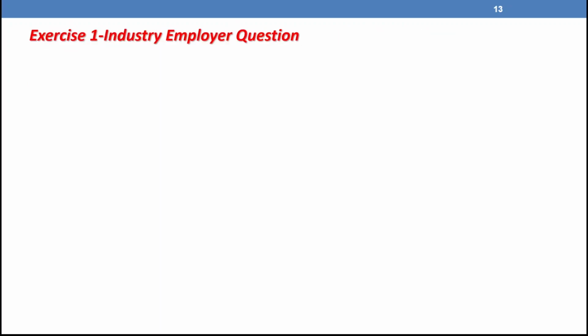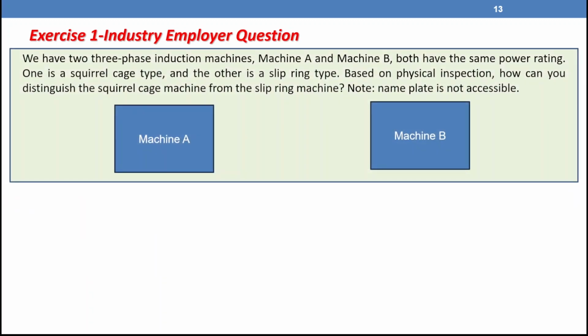Exercise number 1. Some industry employers ask this question during the interview process. We have two three-phase induction machines, machine A and machine B. Both have the same power rating. One is a squirrel cage type and the other is a slip ring type. Based on physical inspection, how can you distinguish the squirrel cage machine from the slip ring machine? And they give us a note: nameplate is not accessible.